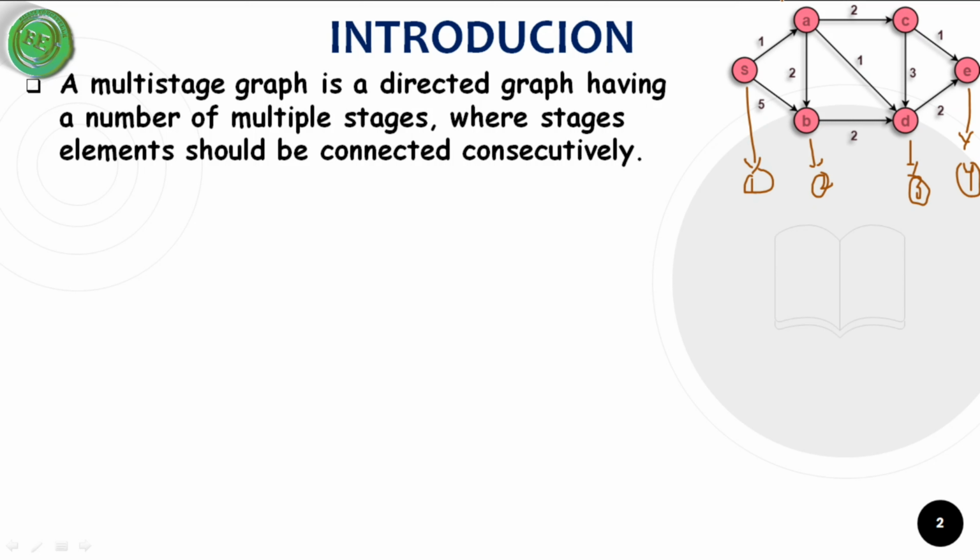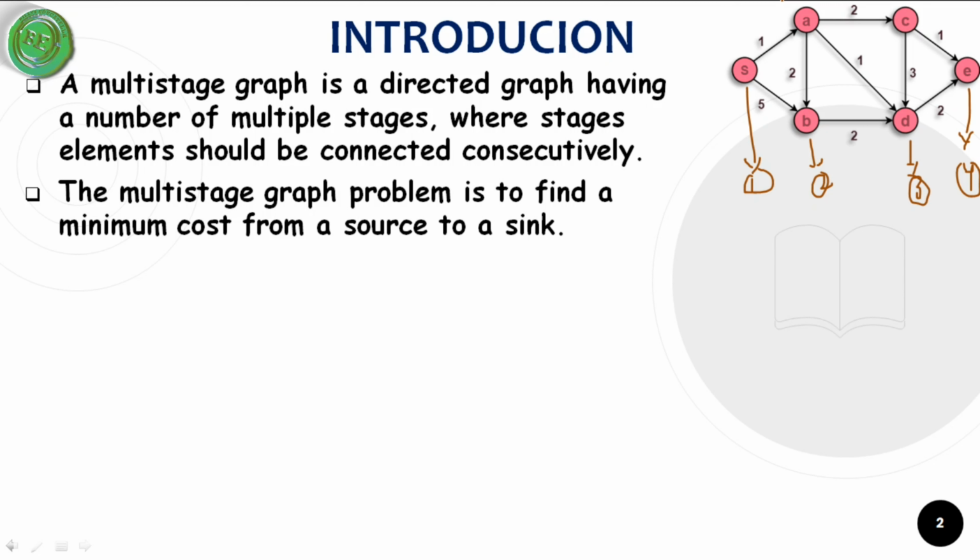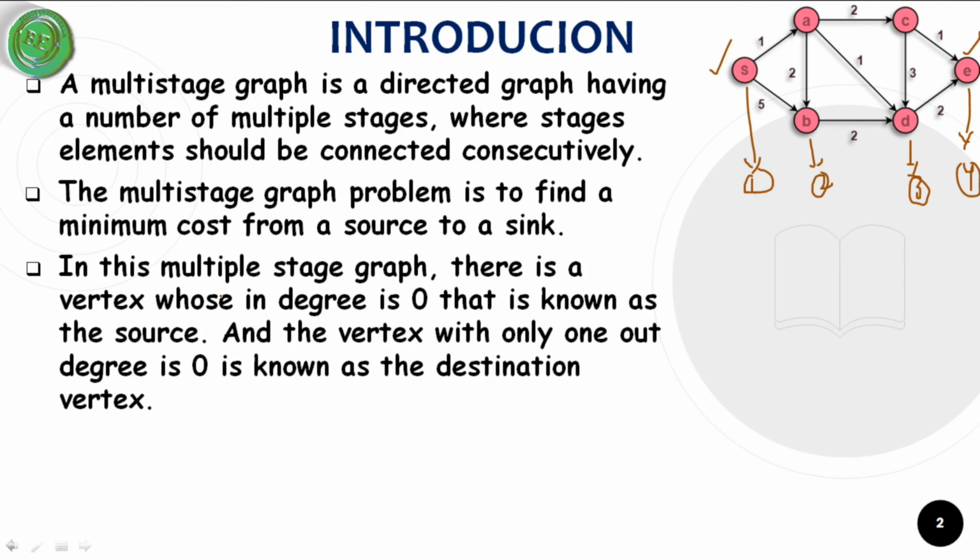A multi-stage graph is nothing but a directed graph which has multiple stages, and those stages show that the elements are connected consecutively. The multi-stage graph problem is to find the minimum cost from a source to a sink. That means it will find the shortest path from the source node S to the sink node E. In a multi-stage graph, there is a vertex whose in degree is 0, that is known as the source node.